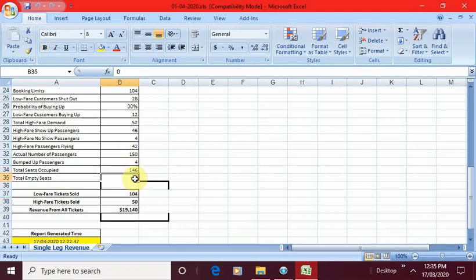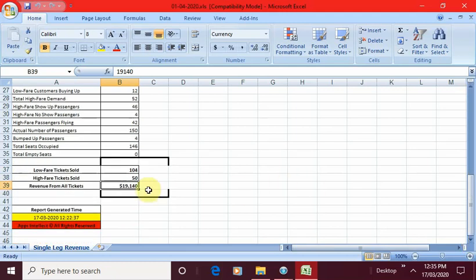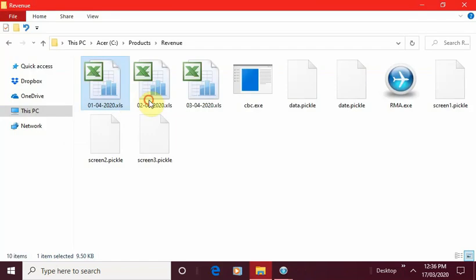Total empty seats is 0. Total number of low fare tickets sold was 104, and high fare tickets sold 50. That was the protection level we said. So total revenues from this particular sales is this much, it includes the bumped up fees also. The $180 for 4 passengers needs to be deducted. So this becomes that calculation, and this is the report generated time, and that's it. So this is the 1st of April. We'll close that, and we'll go to the next one, the 2nd of April.